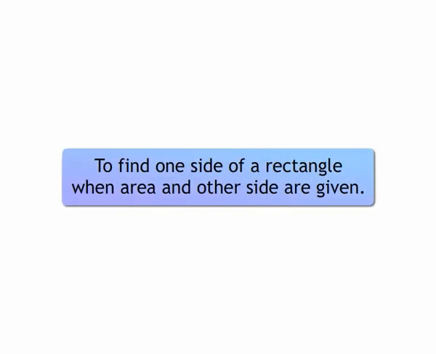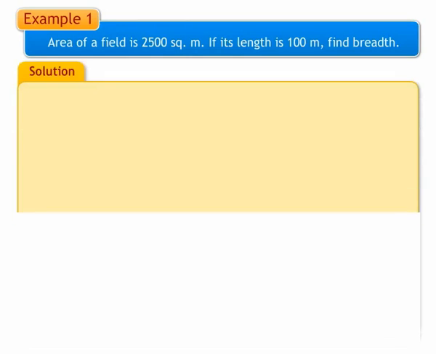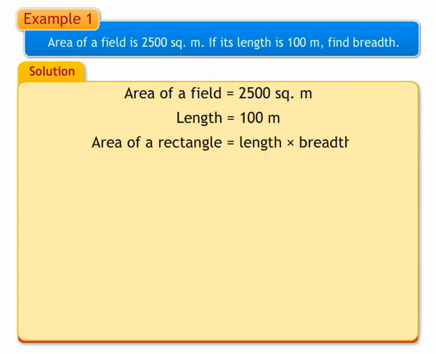Let us now see how to find one side of a rectangle when area and other side are given. Example 1. Area of a field is 2500 square meters. If its length is 100 meters, find breadth. Solution. Area of a field is 2500 square meters. Length is 100 meters.